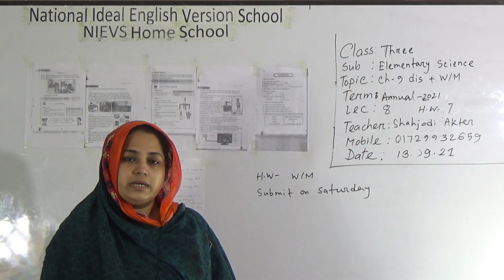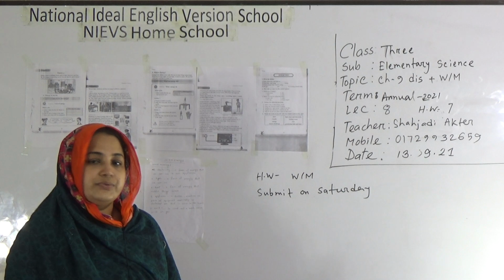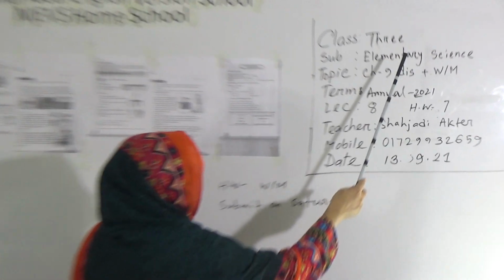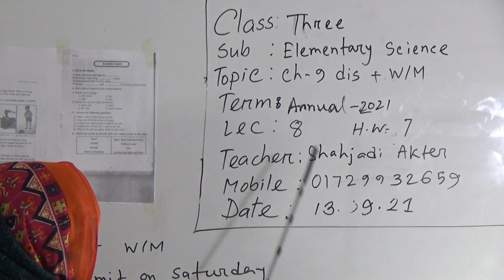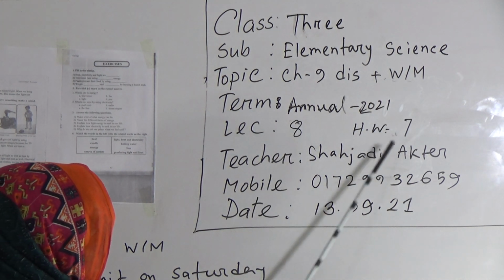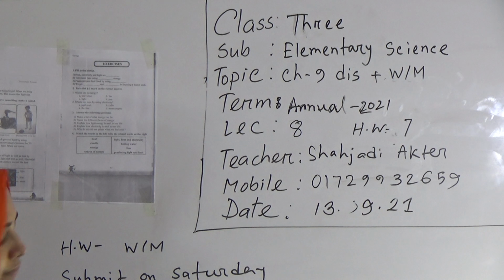Today I am going to take an elementary science class for class 3 students. My dear students, our today's topic is chapter 9 discussion plus word meaning. Today's lecture number 8 and SW number 7. My dear students, now start our class.